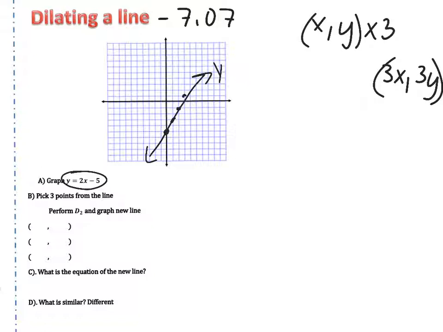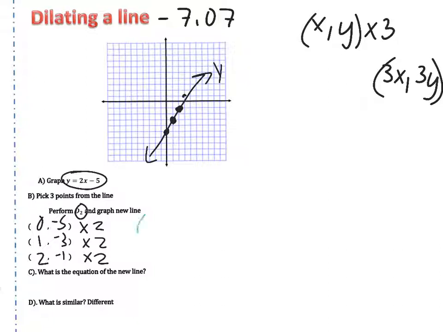So if I pick 3 points from this line, I could just dilate. So one of the points here is 0, negative 5, my y-intercept. My next point that I could choose next to it here is right 1, down 3. And this point is right 2, down 1. And if I want to dilate this line by 2, I'm going to multiply all these points by 2.